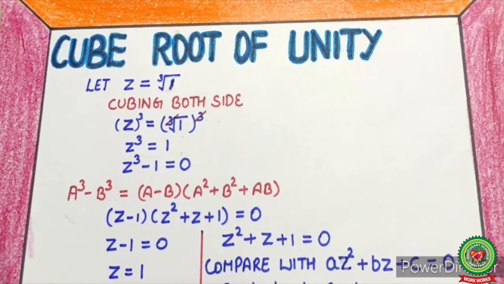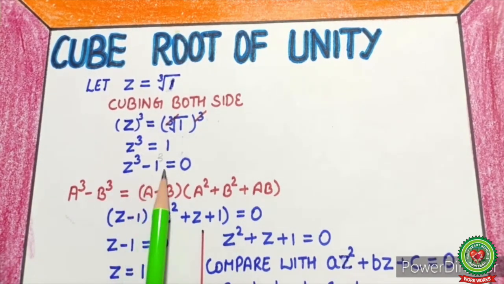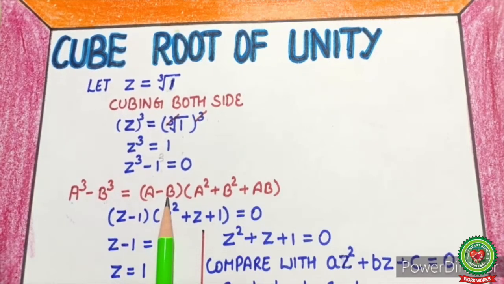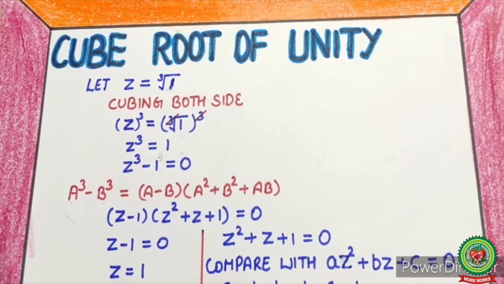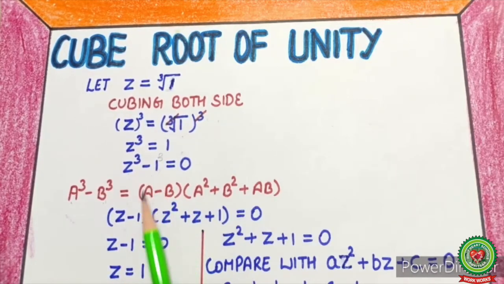Now this is in the form of a cube minus b cube. So according to this, our formula is a cube minus b cube equals (a minus b) into (a square plus b square plus ab). After filling the values here, the value of a is z and the value of b is 1. So the answer is (z minus 1) into (z square plus z plus 1) equals 0.